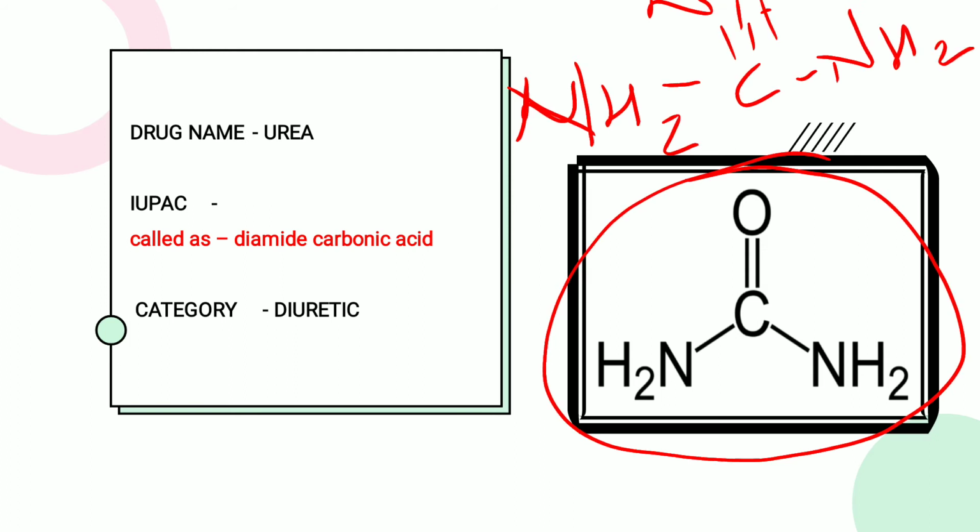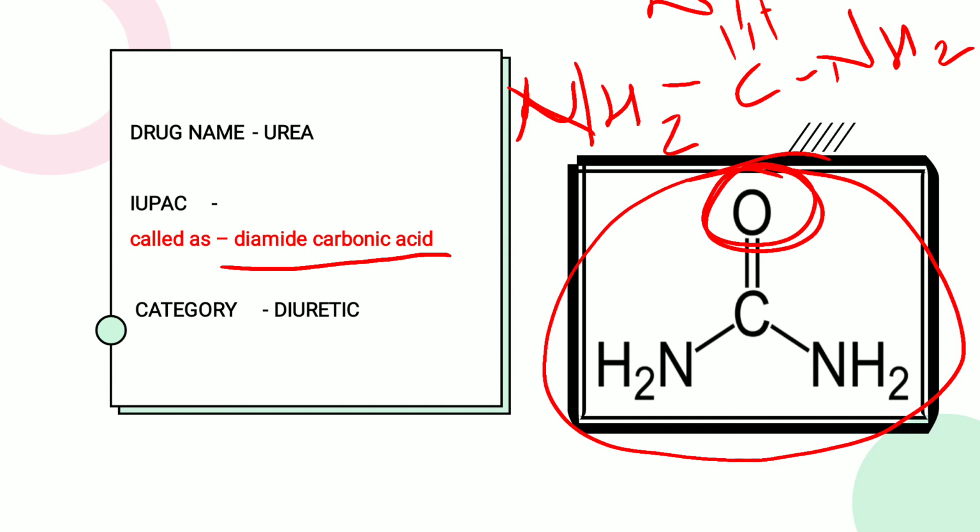It is quite similar. In place of the C=O oxygen, there is an NH2 in biguanidine. So many students will be confused by this structure. But urea has NH2, C double bond O, NH2. There is no common chemical name, but we commonly call it diamide of carbonic acid.